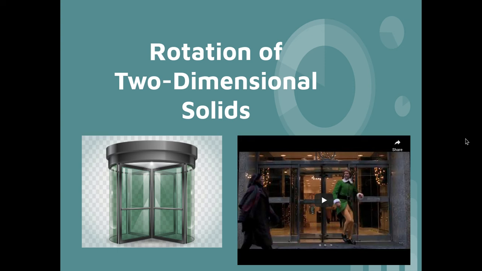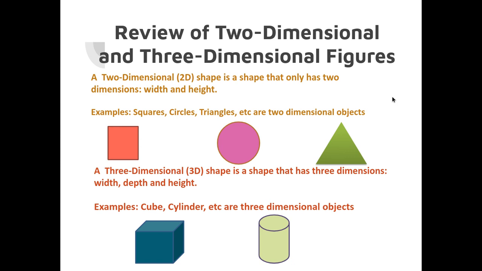Okay, so we're going to do a little bit on rotation of two-dimensional solids. The revolving door is a pretty classic example. Look at the picture. Do you see the two-dimensional figure that actually creates the 3D solid? Take a moment to review the difference between your two-dimensional figures and your 3D figures or solids.